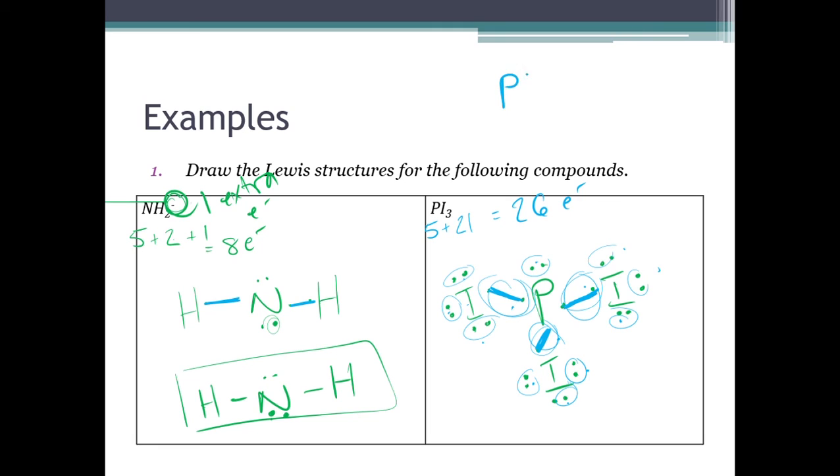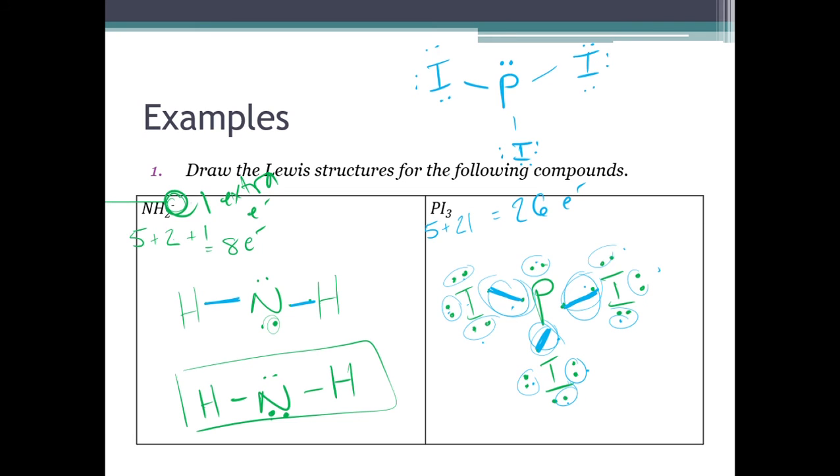We should have phosphorus in the center with a single bond to an iodine, single bond to another iodine, single bond to a third iodine, and 1 lone pair on the phosphorus. All right, so that is our last example to work together.